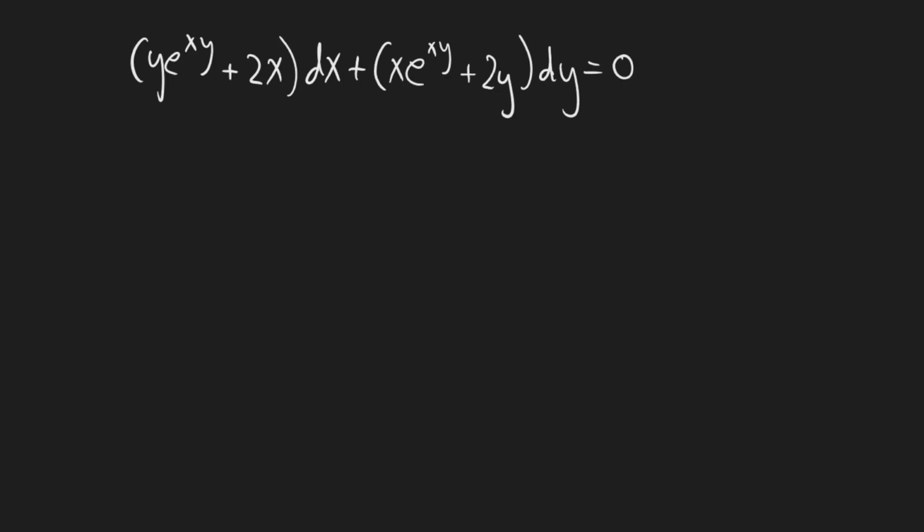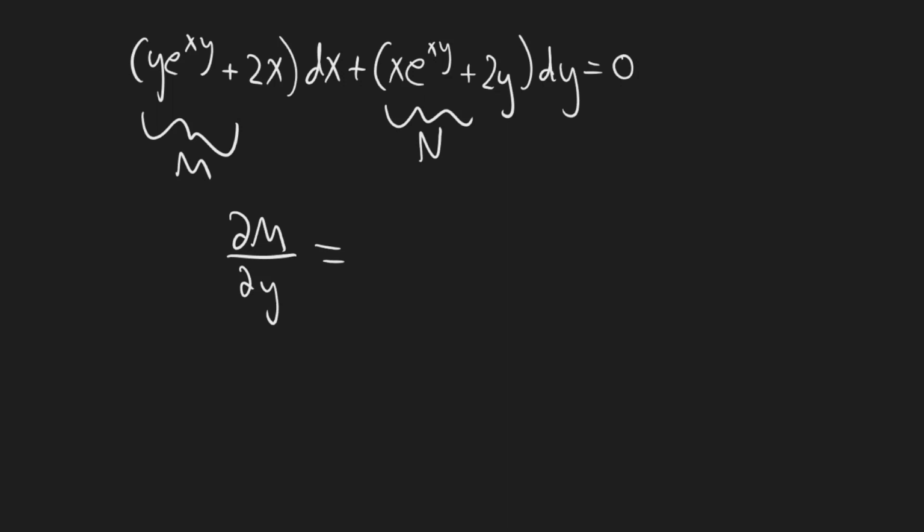Okay, so I just went ahead and wrote it down already, just so you didn't have to watch me write that. So this, as we know, is going to be M, and this, as we know, is going to be N. And so the first thing that we always have to do is make sure that this is actually an exact ODE, so we know that the method works. So remember, we take the partial of M with respect to y, and we have to make sure that that equals the partial of N with respect to x. So let's start with partial M, partial y.